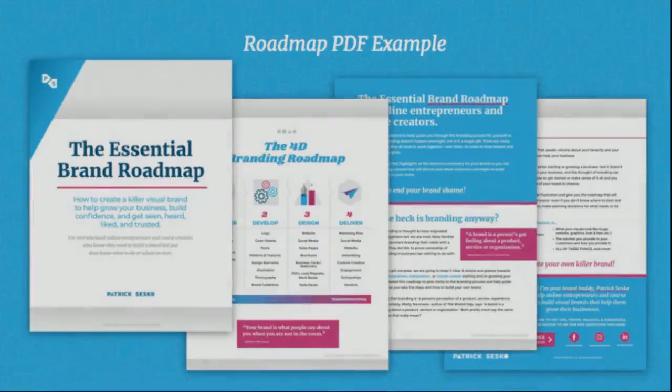So let me show you a couple of examples here. For instance, this is one of my lead magnets. It's called the Essential Brand Roadmap. It's a 15-page document. And I just want to stress here that the length of the lead magnet doesn't really matter. It's just really the value that it provides in the quickest amount of time. But this is a roadmap that shows my process of how to brand your business from start to finish.